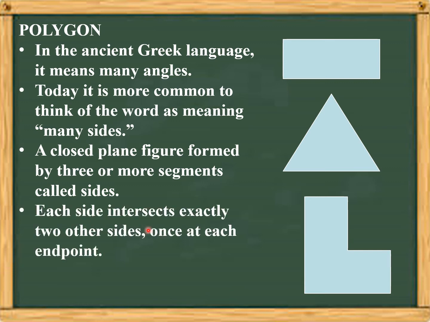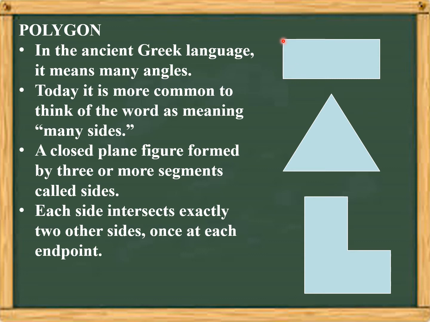So each side intersects exactly 2 other sides, one at each endpoint. So for example, this rectangle. Okay? So ano ibig sabihin niyan? So kada side kailangan nag-intersect yung kanyang endpoints dun sa dalawang other sides. So for example, this side. So ano yung sinasabi diyan?